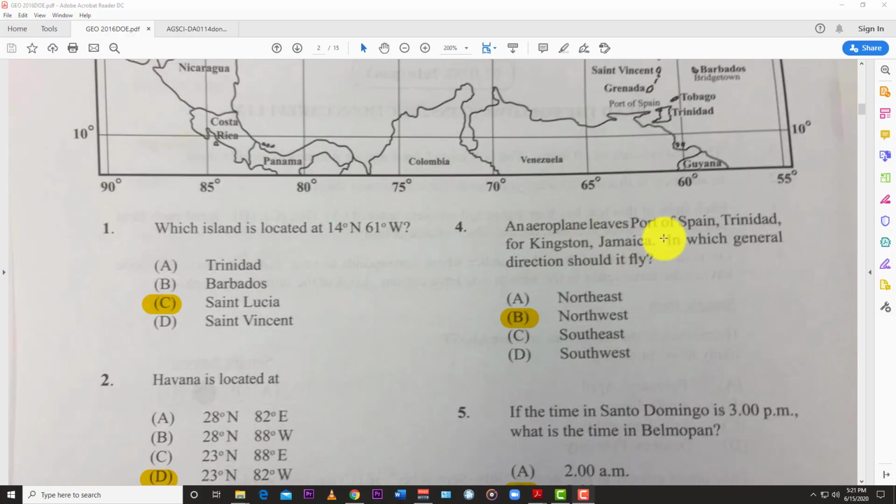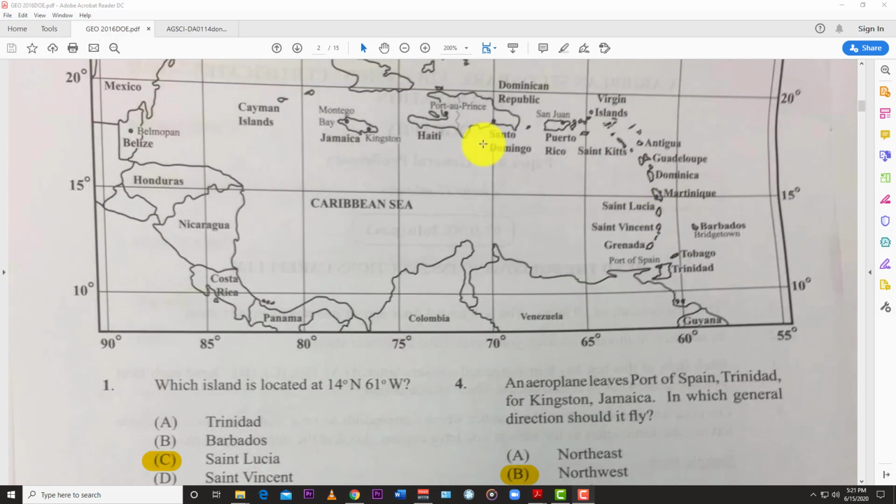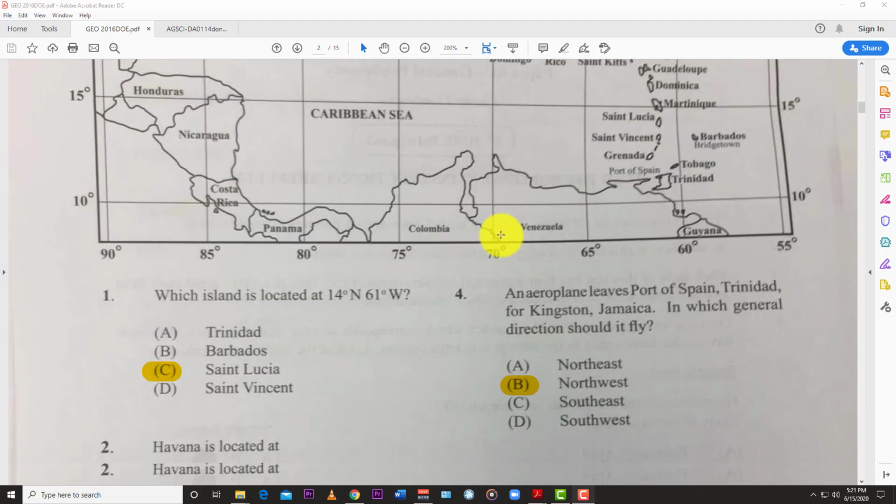All right, next one, 4. An aeroplane leaves Port of Spain, Trinidad for Kingston, Jamaica. In which general direction would it fly? We have Trinidad here, and we are going to Jamaica, so it would be northwest. All right, northwest. So that's B.